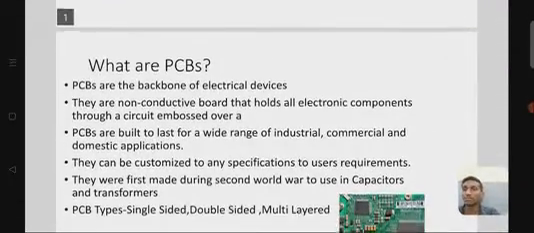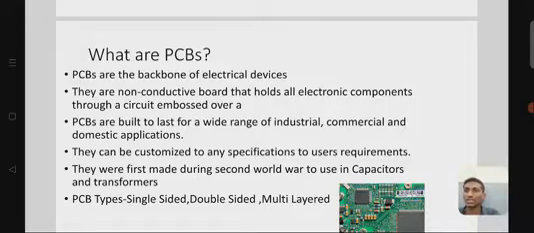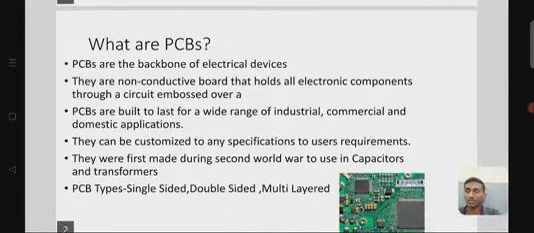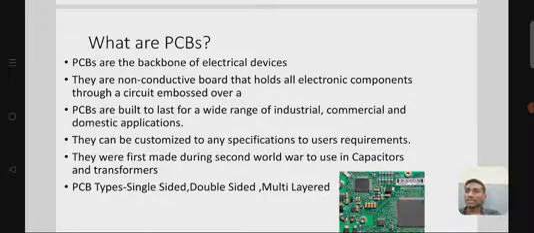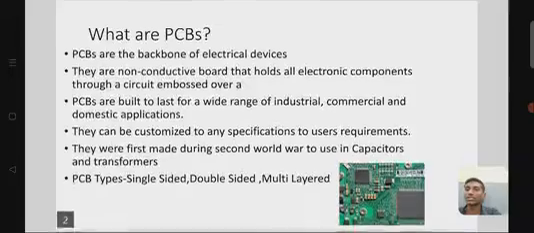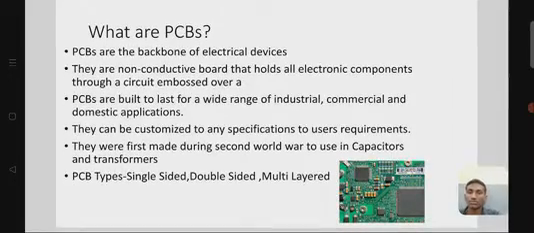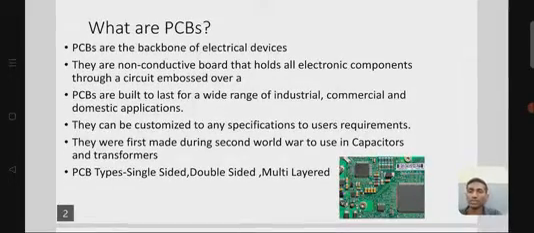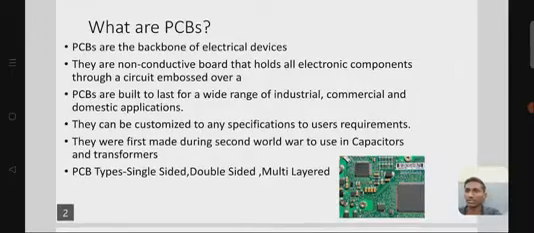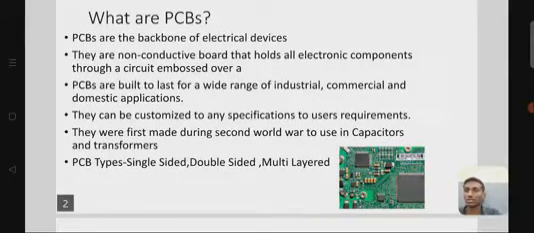First, what is a PCB? PCBs are the backbone of electronic or electrical devices. They are non-conductive boards that hold all the electronic components through a circuit embedded over it. So this is a board where the required components of a circuit are built on it. PCBs are built to last for a wide range of industrial, commercial, and domestic applications.